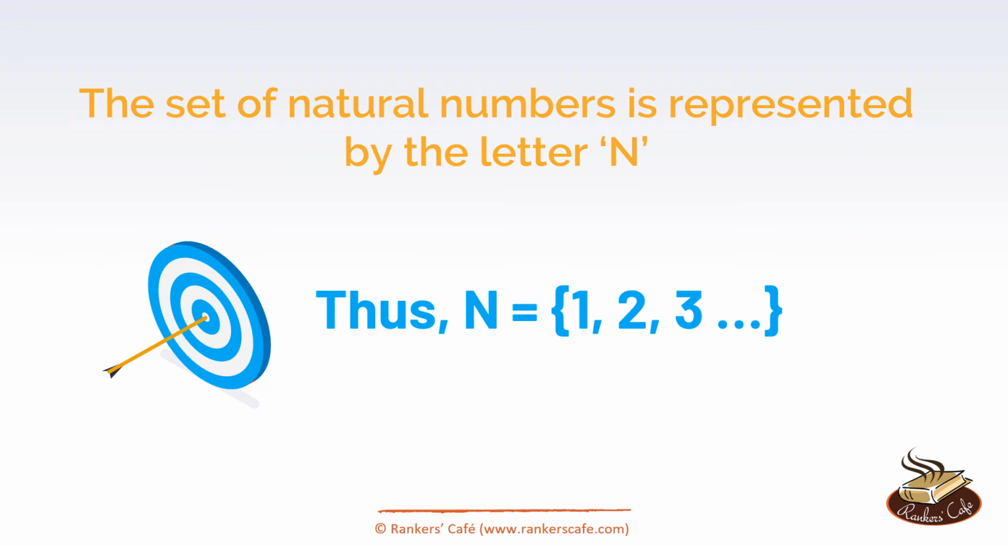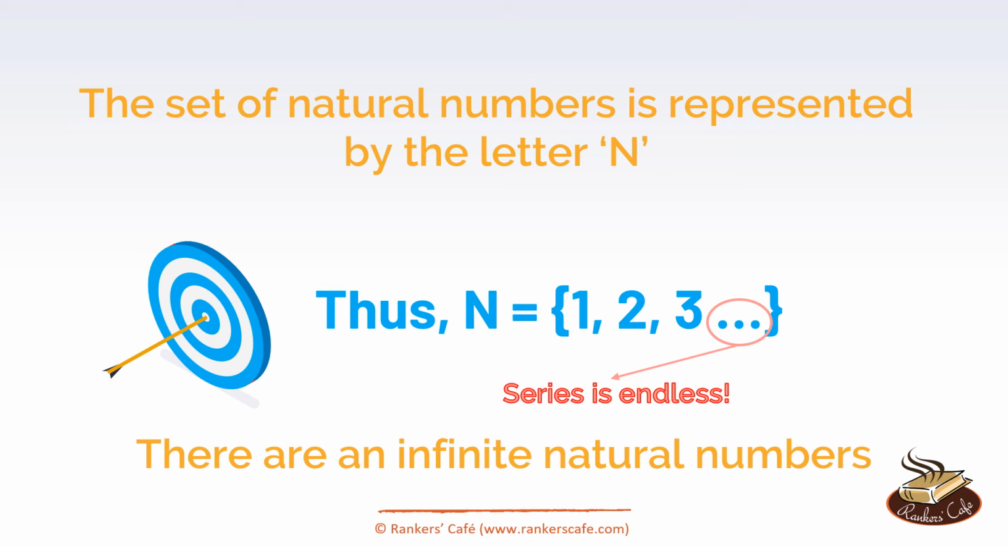We represent natural numbers as 1, 2, 3, 4, 5 and so on. We place 3 dots. The 3 dots at the end imply that this series goes on forever. It does not end. Since there is no largest natural number, the series of natural numbers does not end. And this series continues forever. The fact that the series of natural numbers is endless is represented by the fact that there are an infinite number of natural numbers, or the set of natural numbers continues till infinity.